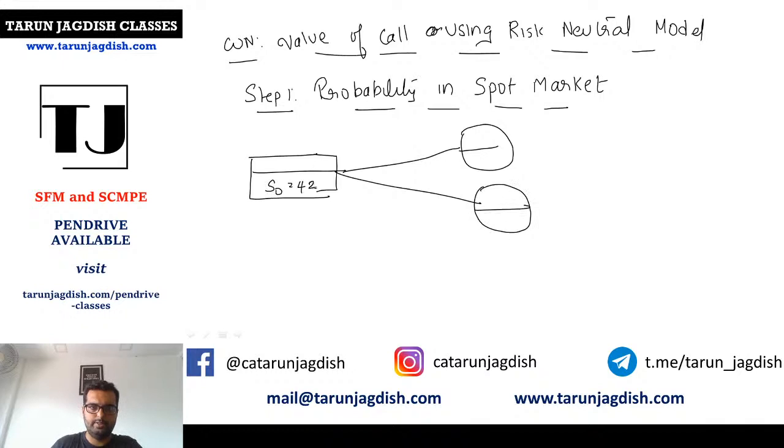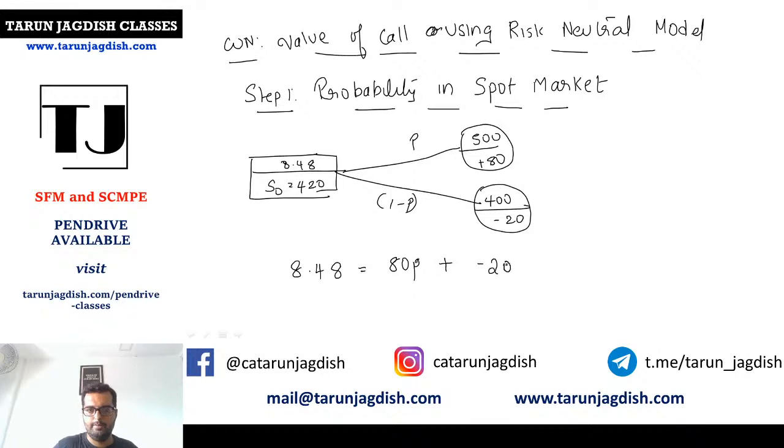Spot price is how much? Is it 420? Can go up to 500, fall down to 400. Here you make a profit of 80, here you make a loss of 20. I don't know what are the probabilities. If I put this 420 in bank at 2.02%, I will get at least 8.48. So can I say 8.48 is equal to 80p plus minus 20 into (1 minus p)?